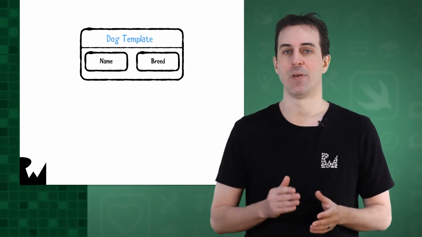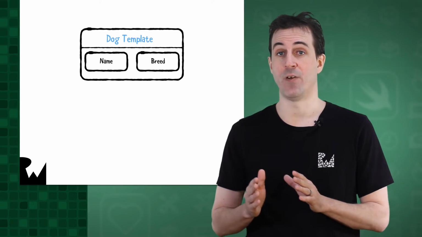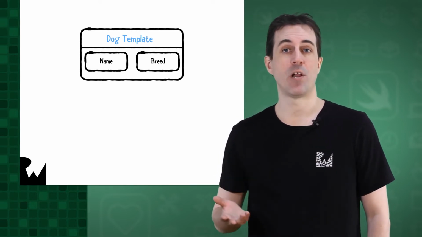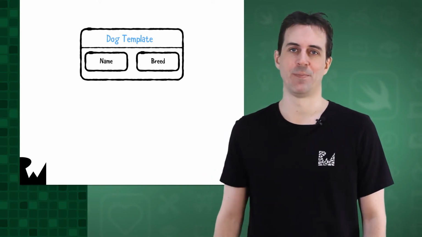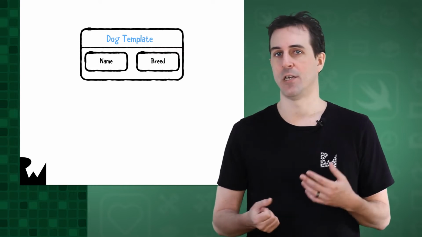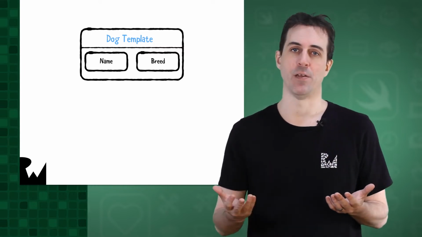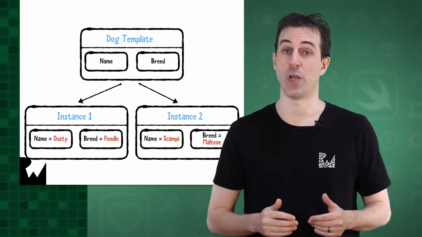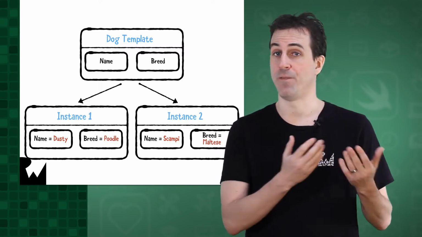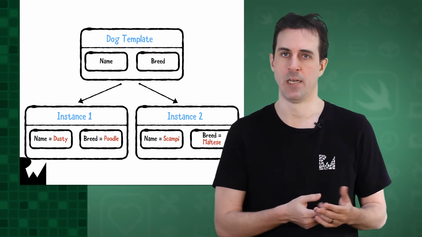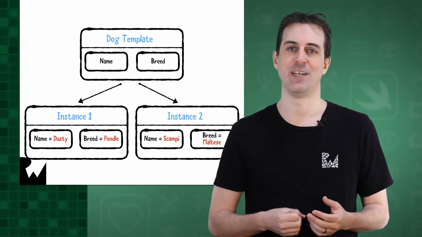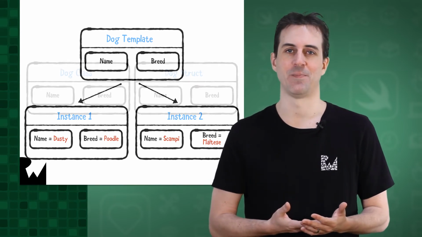When you're developing an app, programmers like to group related data and functionality into small pieces. For example, let's say you wanted to display a list of dogs in your app. To do this, you'd first define a template for what you need to know about each dog, such as perhaps its name or its breed. Once you have that template, you can create multiple instances of that template. You can think of instances as just filled-in versions of those templates. For example, you might create an instance for Dusty the Poodle, or an instance for Scampy the Maltese.